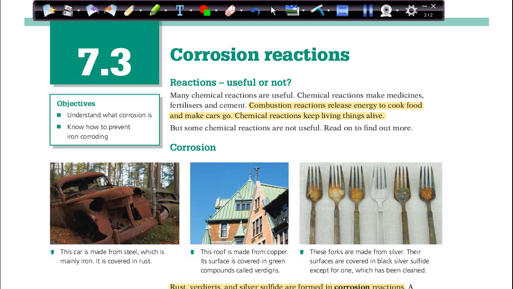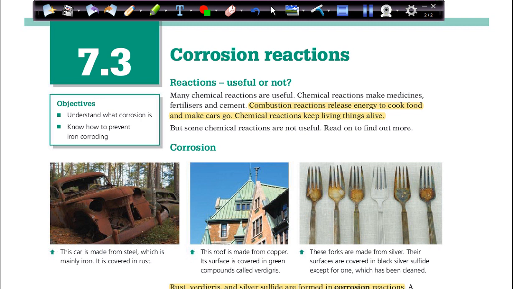So today we will see this reaction as the corrosion reaction. This is one of the kinds of reactions. We studied the combustion reaction, and this is another type of reaction called the corrosion reaction. So open your books on page 163, grab your highlighters and follow me. Corrosion reactions: reactions useful or not.